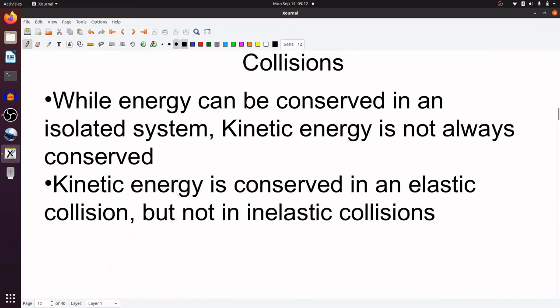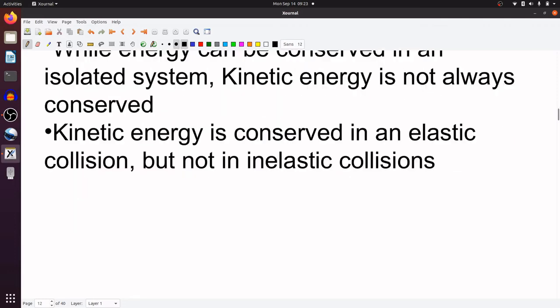Alright, collisions. While energy can be conserved in an isolated system, kinetic energy is not always conserved, and I've kind of mentioned that earlier. Kinetic energy is conserved in an elastic collision, but not in inelastic collisions. This leads to two different formulas that are a little bit beyond the scope of this class. But basically what we're going to do is put together the conservation of energy with the conservation of momentum, and merge the two to show what I mean.